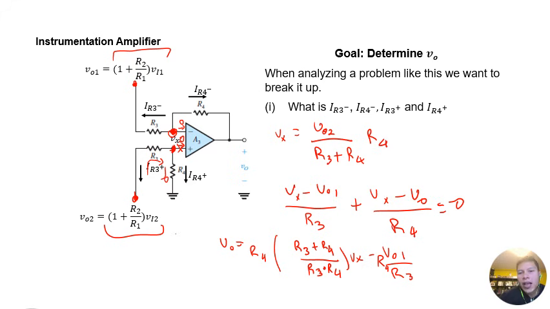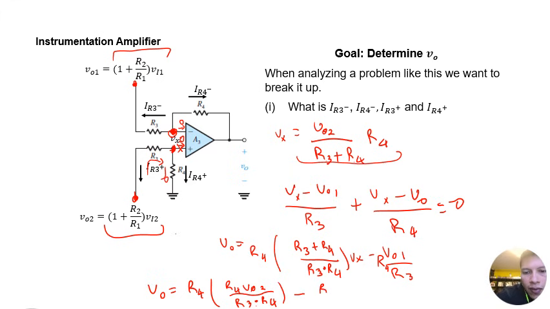And now something magical will happen because when I plug in this expression for Vx, we already see that the R3 plus R4 cancels the numerator term. So now we're going to get that VO equals R4 times VO2 divided by R3 times R4, minus R4 over R3 VO1. And then you can see here that the R4s will cancel in the numerator and denominator. And so I actually get that my gain is R4 divided by R3 times (VO2 minus VO1).